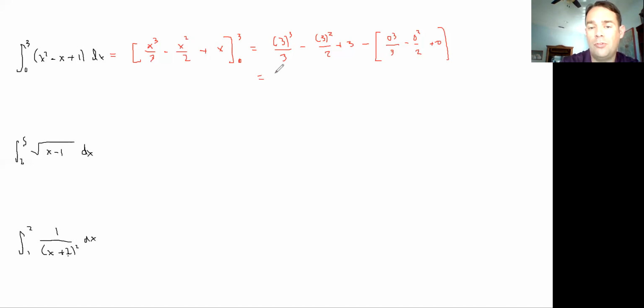So 3 cubed is 27, divided by 3, that's 9, minus 9 halves, plus 3. 12 minus 9 halves, that would be 15 halves. There we go. Let's try this next one.